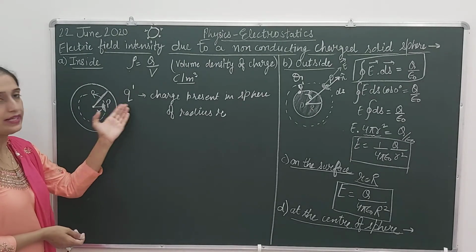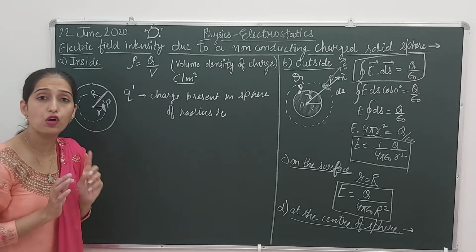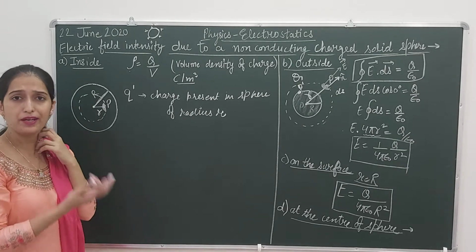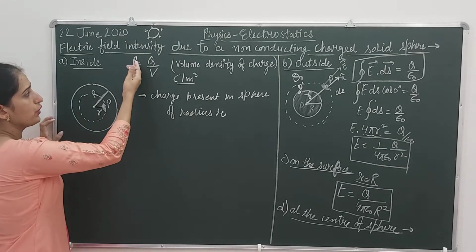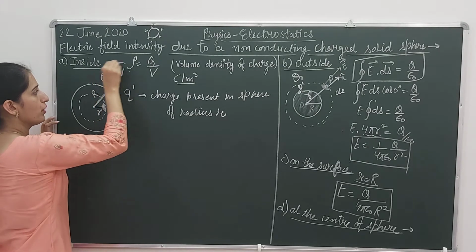How can I calculate this Q dash? I know rho is the volume charge density. For a given sphere, it will be constant. So if I want to calculate Q, how can I calculate? Q will be given by rho into V.